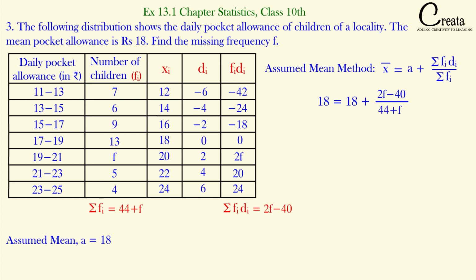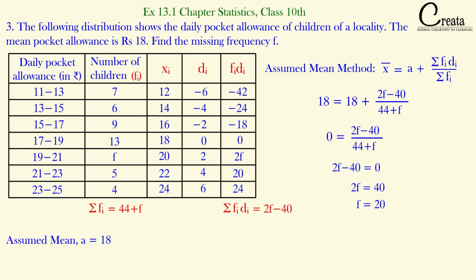Let's put all the values and solve it. On solving, we got f as 20. That is the missing value. We got our answer as 20. Got it? We have used the assumed mean method, but you are free to use any of the three methods. You can go with the direct method, the assumed mean method, and also the step deviation method.